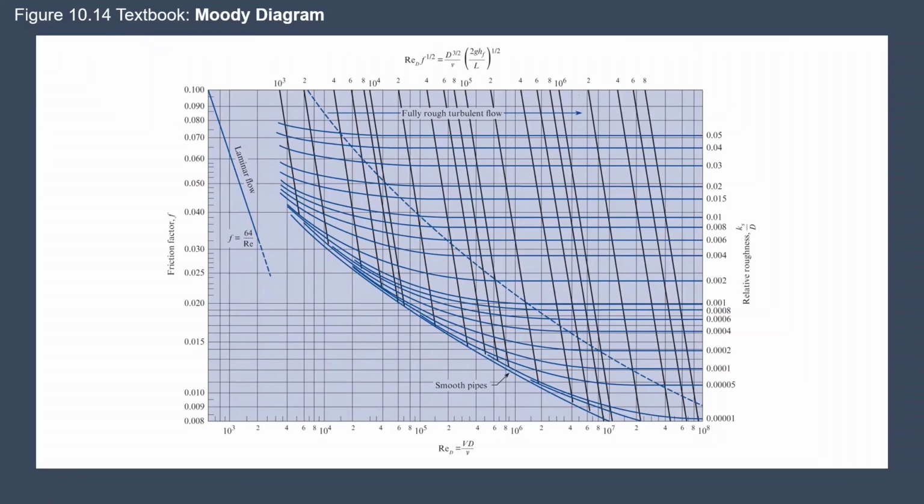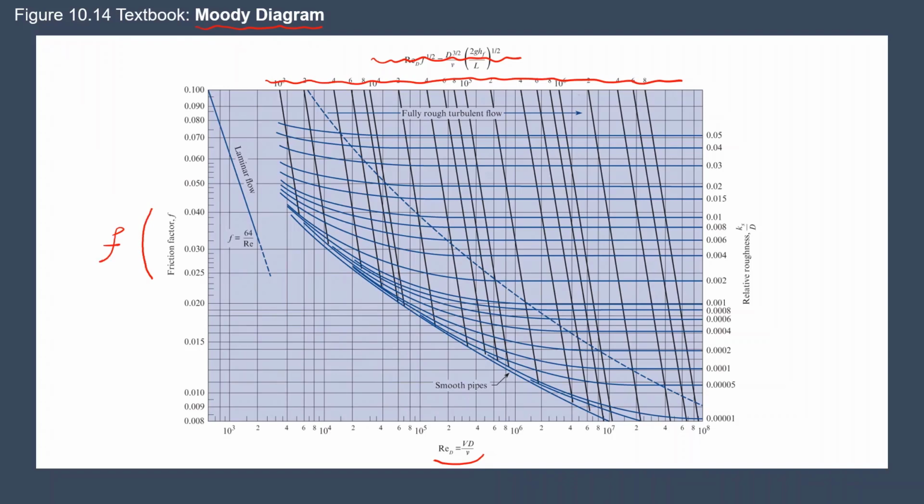This figure is figure 10.14 of your textbook, which is Moody diagram. There are a couple of points that I want to make sure that you understand from this diagram. Number one, we are not going to use this axis of Moody diagram in this class. So just disregard this axis. Number two, on the x-axis, you have Reynolds number for a specific diameter pipe. On your left-hand side y-axis, you have friction factor F. And this is Darcy-Weisbach friction factor F.